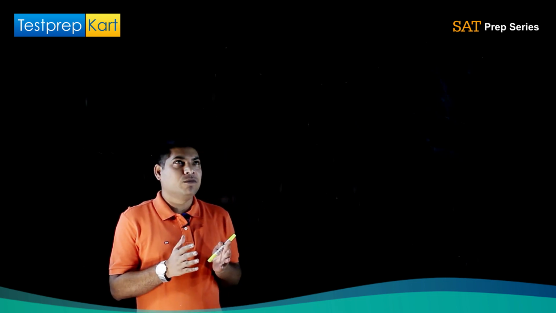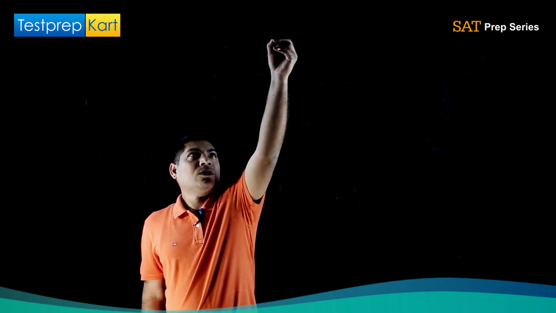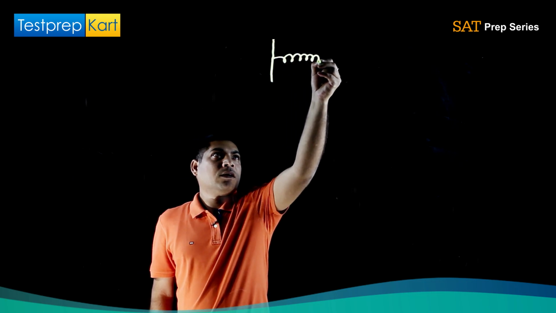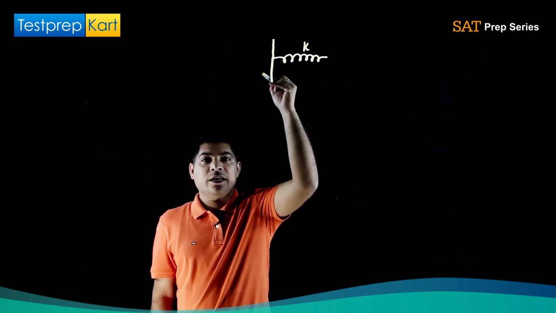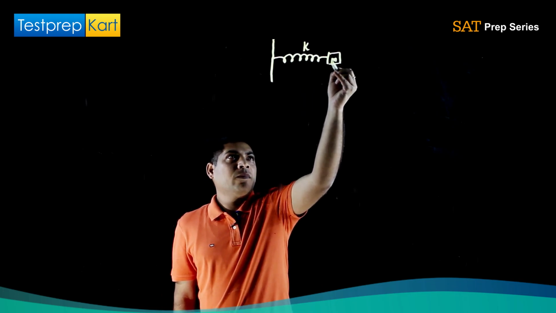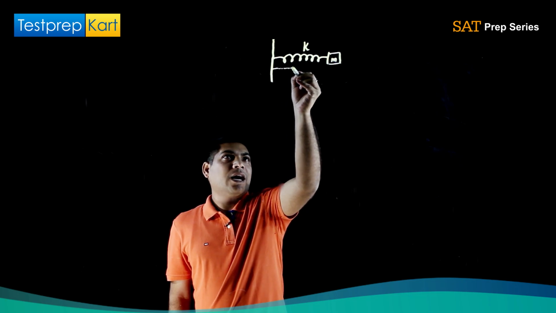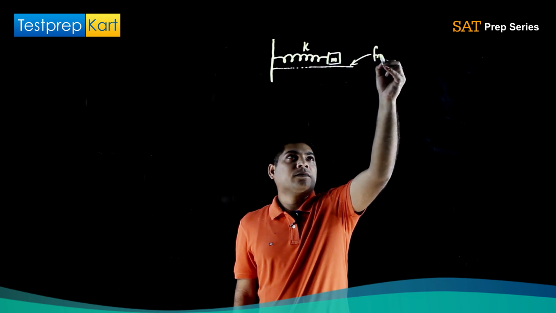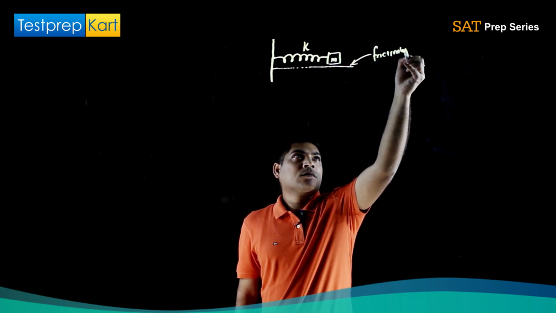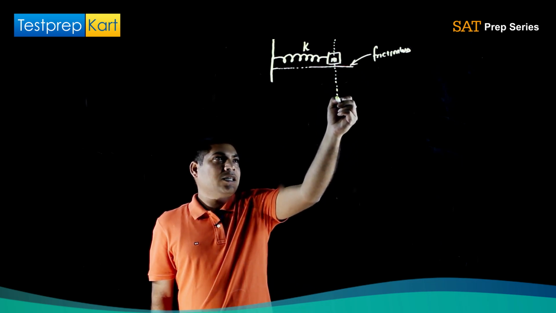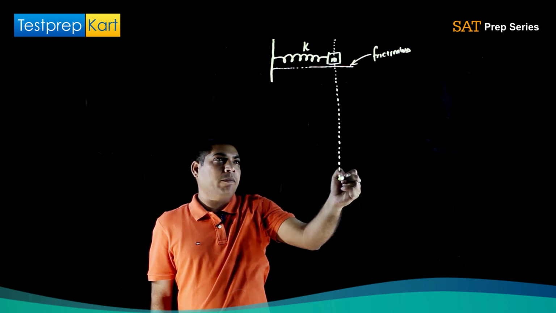So let's take an example to understand simple harmonic motion in a better way. Suppose there is a spring having a spring constant K and we attach a block of mass m at the end of it, and this arrangement is placed on a surface that is frictionless. So this initial state is a state of stable equilibrium.